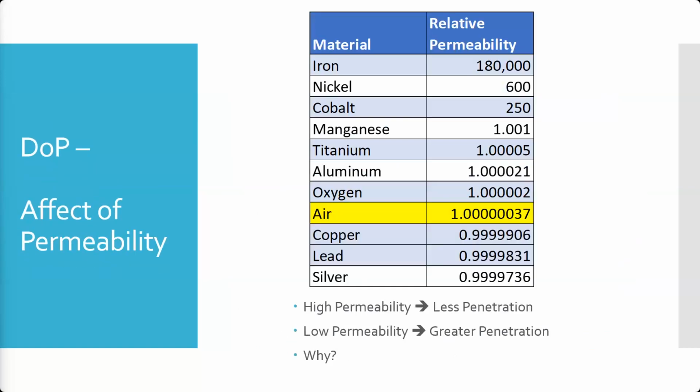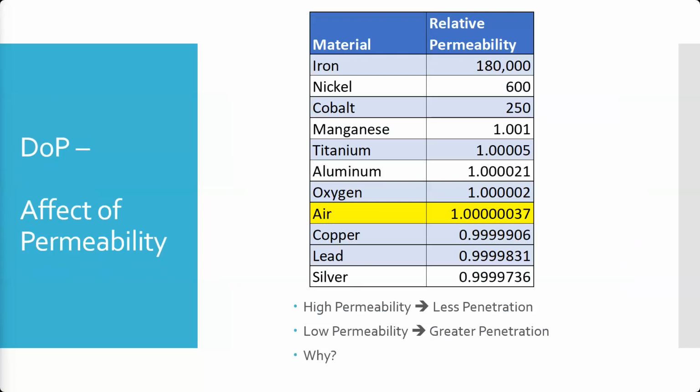Permeability. How strong of a magnetic field forms when we put a material in the presence of a magnetizing force. You can see iron, right? Iron magnetizes very easily. You don't need a ton of force to get it to magnetize. You can see these are in comparison with air. It's actually harder to magnetize copper, lead, and silver than it is to magnetize the air around us.